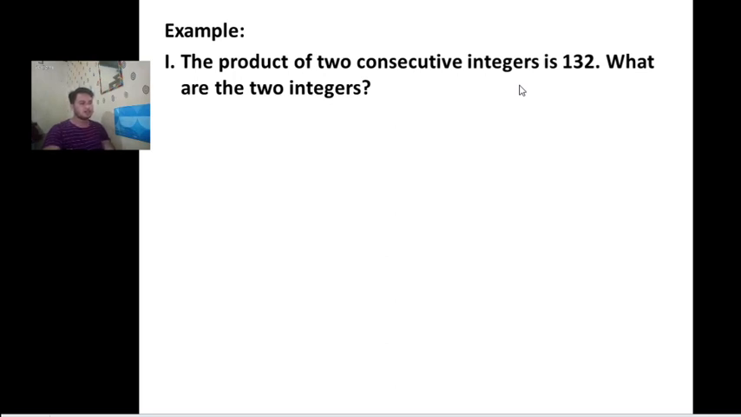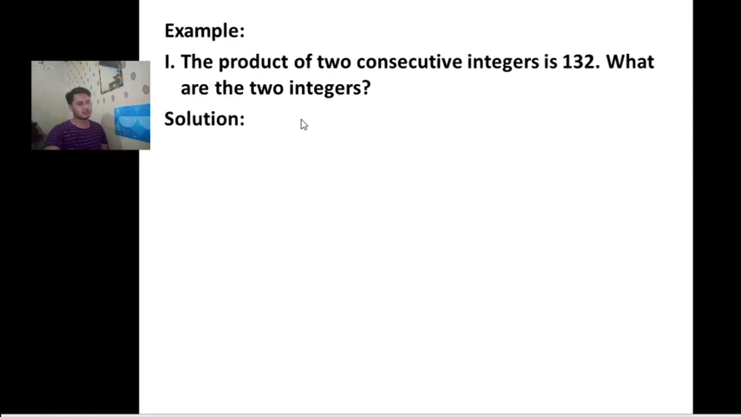Now, if we talk about consecutive, the numbers are in order wherein the other number is one more than the other. And when we talk about integers, these are signed numbers. So the numbers can be positive or negative.